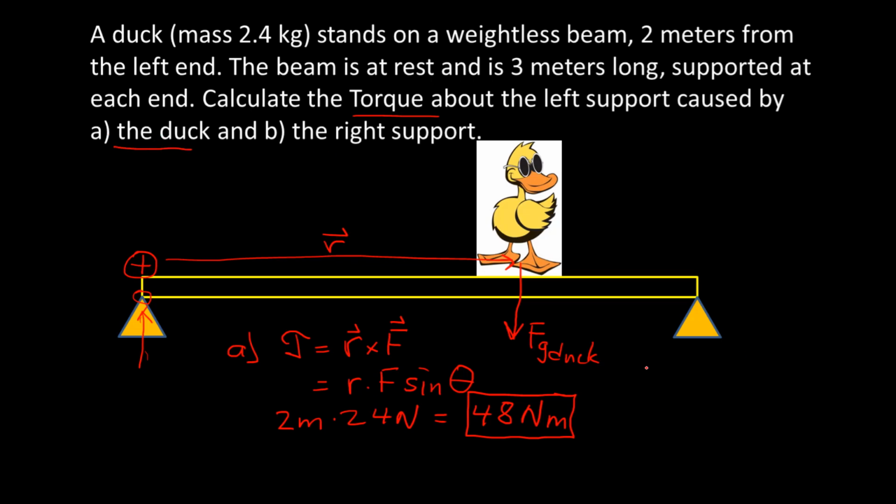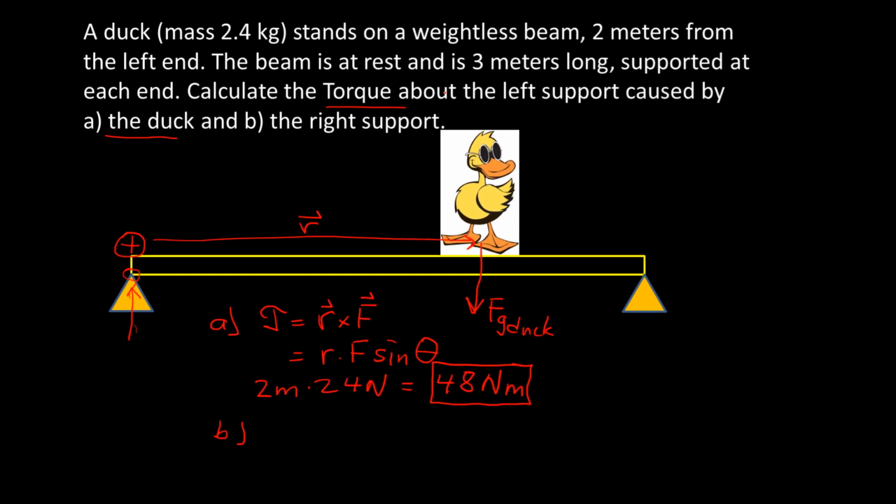The second part, B, is asking, hey, what is the torque about the left support caused by the right support? Hey, our duck is causing, I'll call this, a clockwise torque. Our beam is still, so we know the net torques are equal to 0. So our beam on this side must be causing a counterclockwise torque, and it has to balance this. So even without doing much in the way of calculation, I can see that it has to be 48 Newton meters counterclockwise. All right.